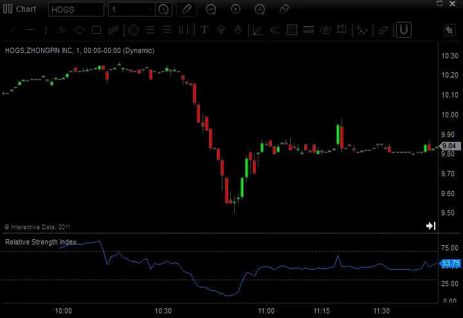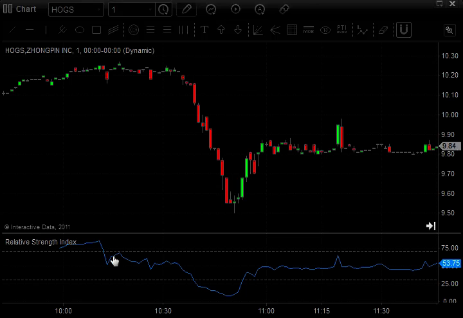Right now we're looking at a chart on HOGS, symbol HOGS. We have a Relative Strength Index indicator down here on the bottom with the standard default setting of 14. There are a couple different ways of trading with the RSI. One is to identify trend lines and use that break of a trend as a trigger point for a buy or sell. And another way is to watch for divergence between the RSI and the price action.